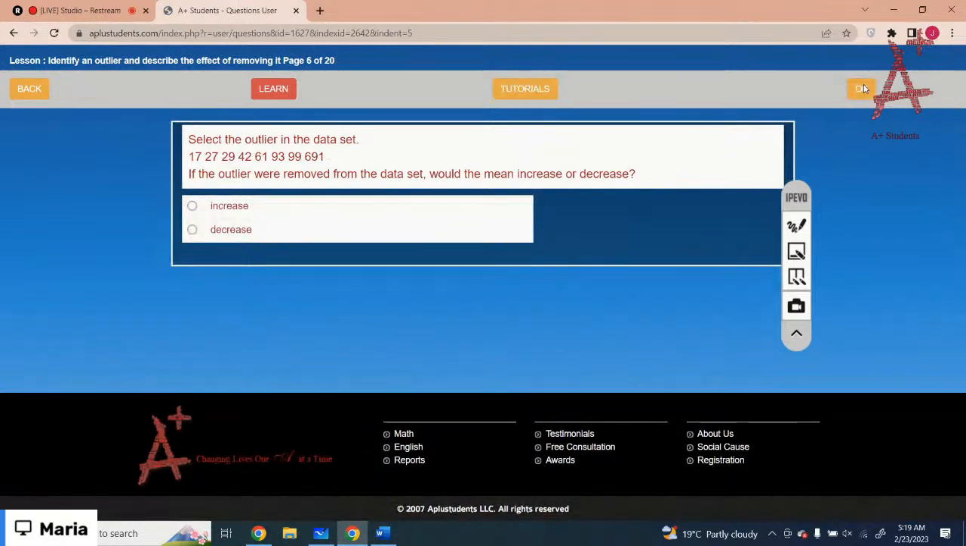Okay. Select the outlier in the given data. If the outlier were removed from the data set, would the mean increase or decrease? Yes, 691 is the outlier and 691 is a big number. So when you remove a greater number, the mean is decreased. Got it? So it would be then decreased.